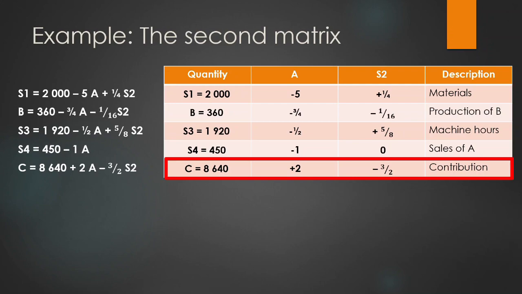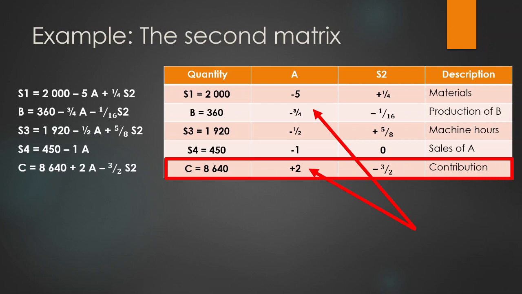Notice that column A has positive 2, while column S2 has a negative 3/2. The fact that we have a positive 2 means that we have not yet maximized our contribution. We can maximize it more by producing more of product A. We can reduce production of B by 3/4 of a unit to increase production of A by 1 unit, and this will enable us to gain an extra 2 Rand in contribution.